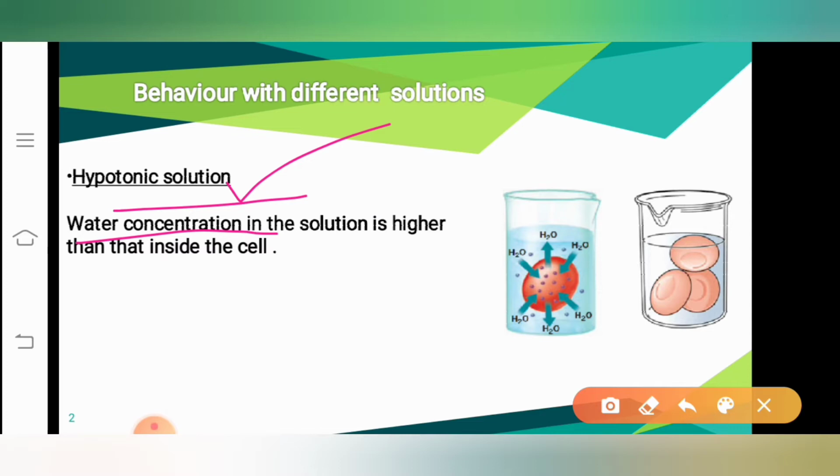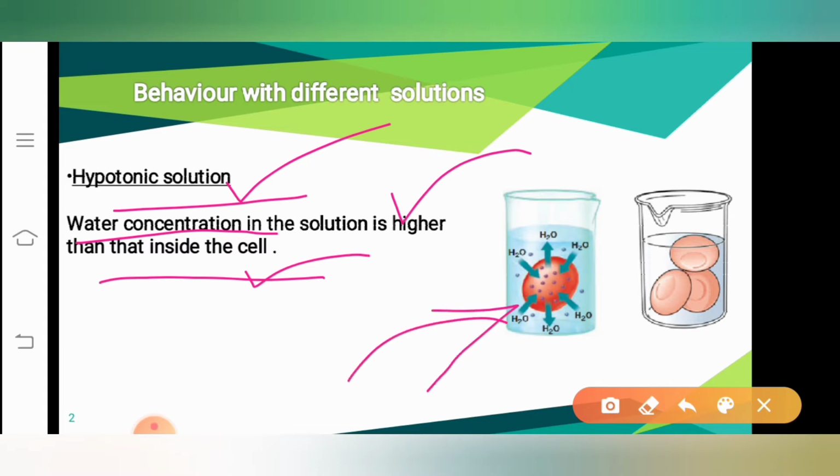I repeat, in whichever solution we have taken, the level of concentration of water in that particular solution is higher than the concentration of water in the cell. So that means the concentration of water in the solution is more. Okay, in the solution it is more and in the cell it is less. Okay, so now let us take an example of hypotonic solution.